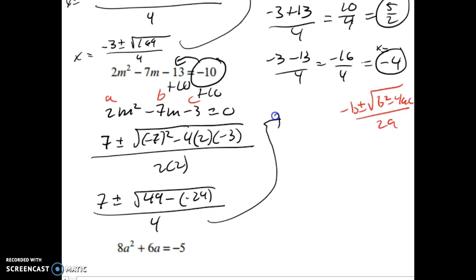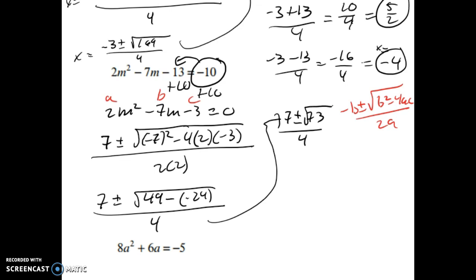And then we're going to take this and put it up here. So we have 7 plus or minus, and if you need a calculator, you can get it out, or you can just do it in your head. 49 and 24 make 73, over 4. The square root of 73 cannot be reduced.